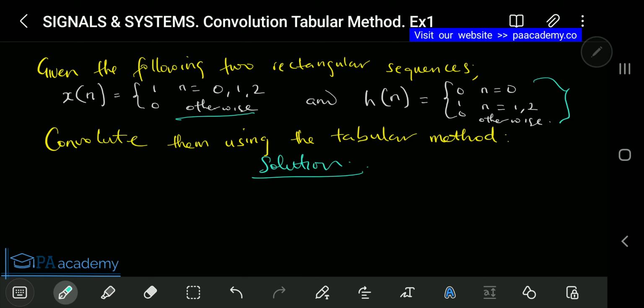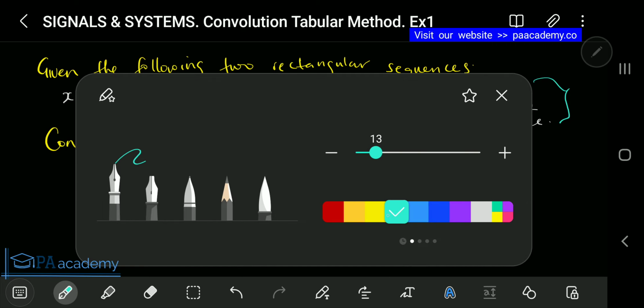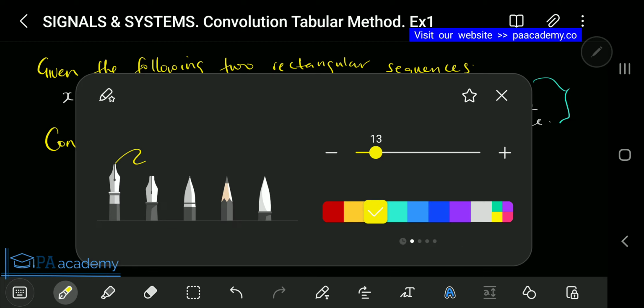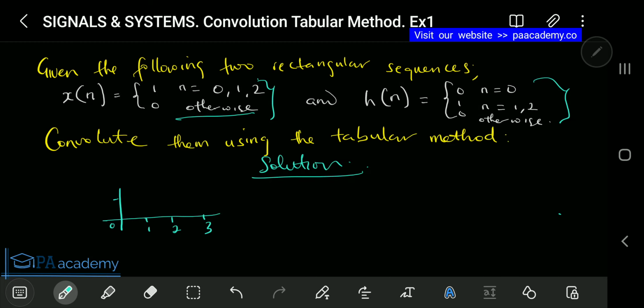So let's first of all establish what the diagram actually looks like. For x of n, this is the expression given. Let me just do a rough sketch of what it looks like. Since the range is just 1 to 3, we can take it like this: 0, 1, 2, and 3. The maximum amplitude that we are having is 1. This will be our n, and this will be our x of n.